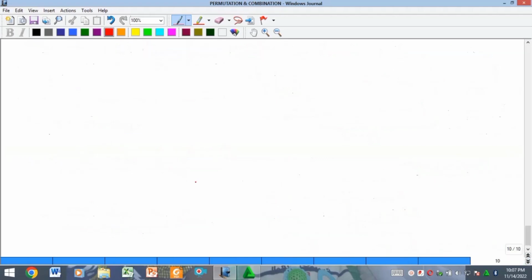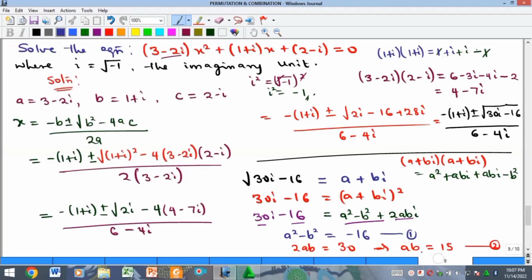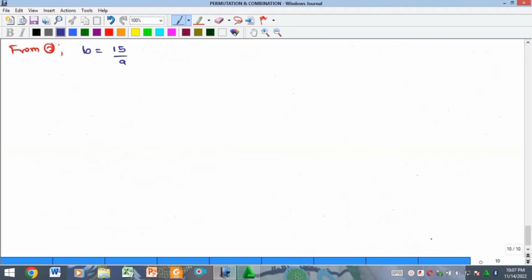Okay, so from equation 2 now, we'll see that our a, or let me use b, is actually equal to 15 over a. That's if we divide both sides by a here, making b the subject of the formula. And so now we're going to substitute that value we got into equation 1. And so let me call this equation 3. If we put equation 3 into 1, recall what our 1 is.